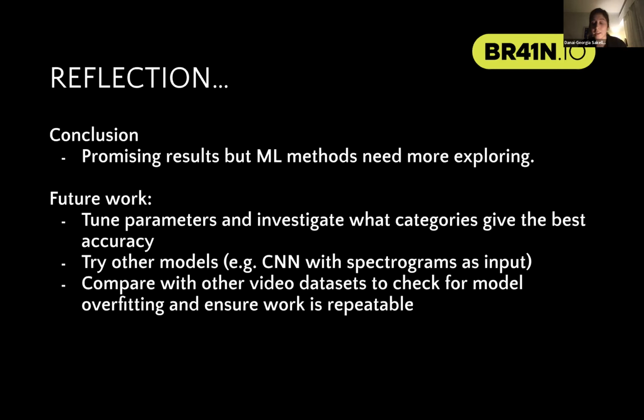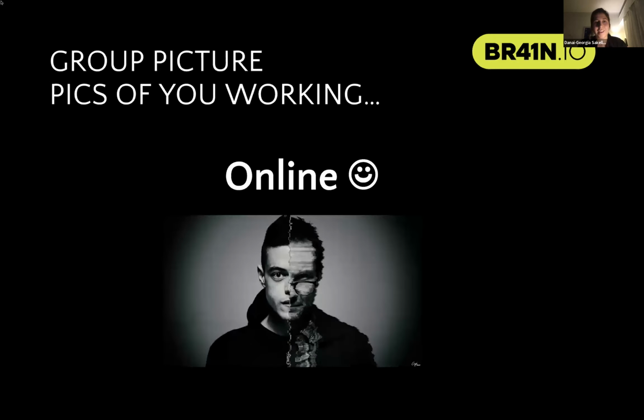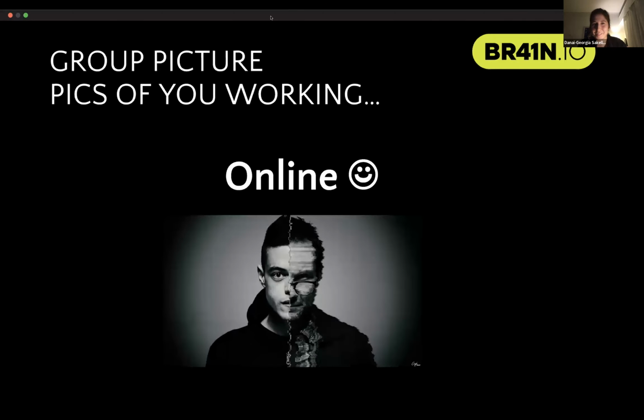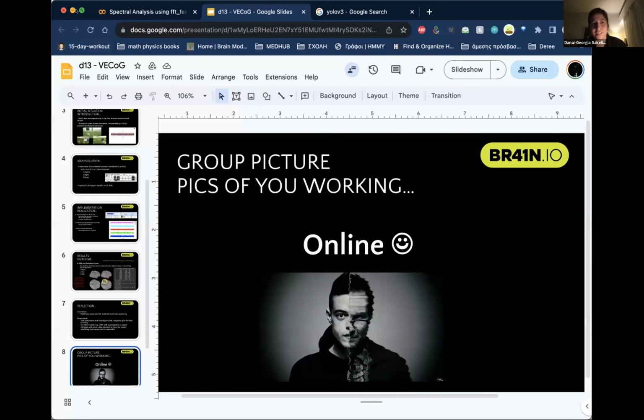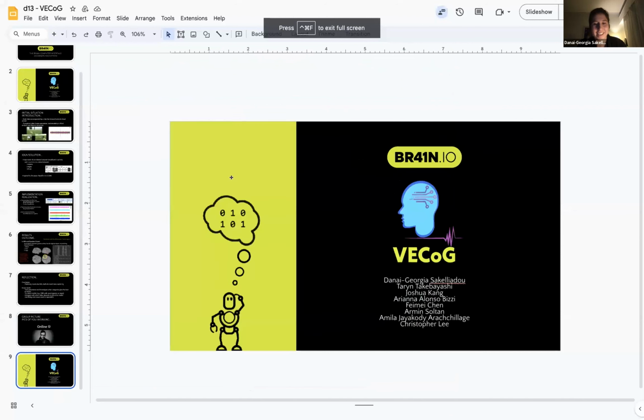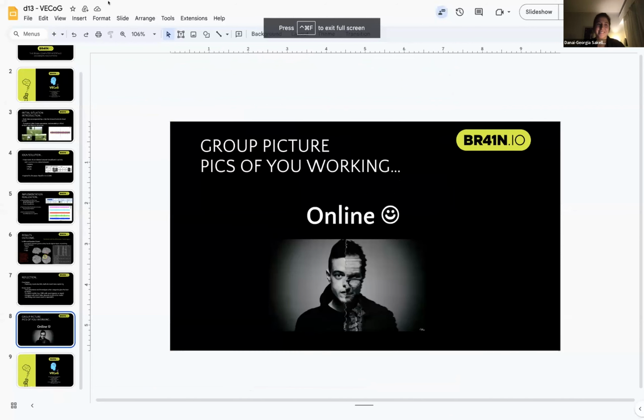algorithm. And then another thing that we thought about was using a convolutional neural network and training the network with spectrograms, turning the EEG samples, the ECoG samples, to spectrograms, and ensure that our work is reproducible and that it actually doesn't overfit. I don't know whether that was really fast, but I think, yeah, this is a picture of us working. We were online, and yeah, that's it.